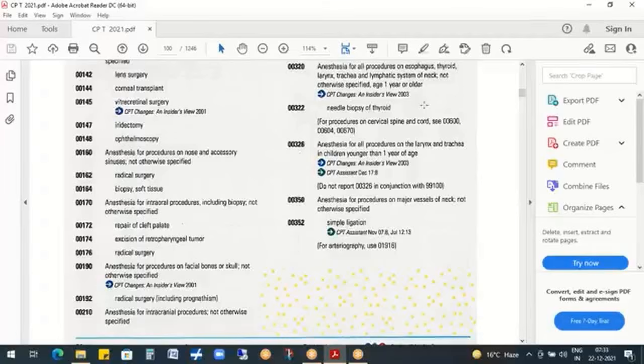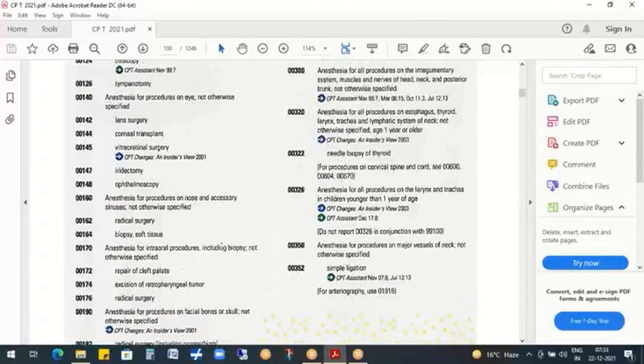Now, we'll read one more code. Dimple, can you read the code 00147? Anesthesia for procedure on eye, not otherwise specified. Iridectomy. Can you read again, Dimple? If you are reading after the semicolon, that means you are reading two codes, 00140 and 00147. How do we need to read 00147? Anesthesia for procedure on eye.